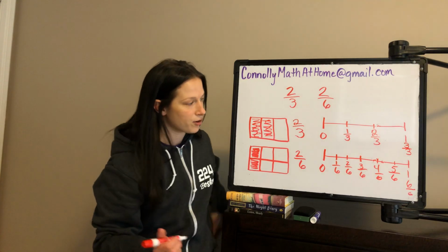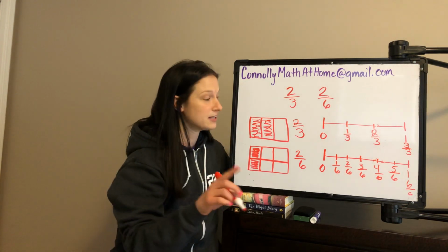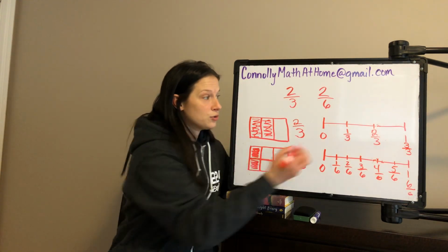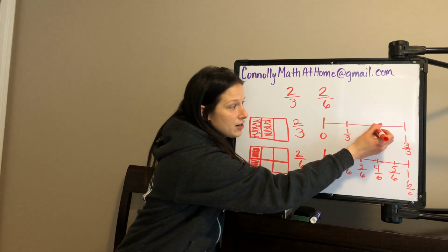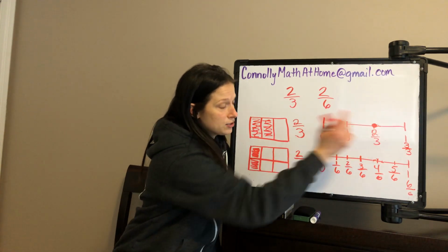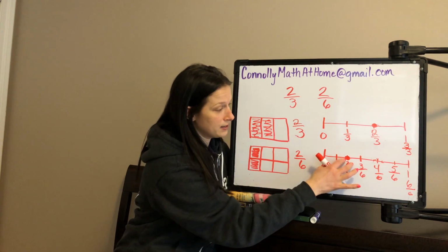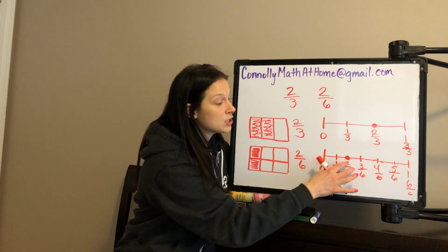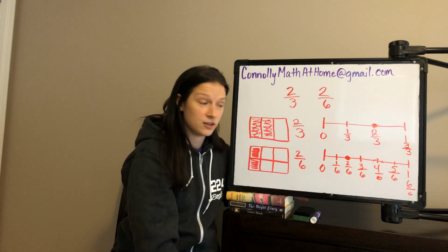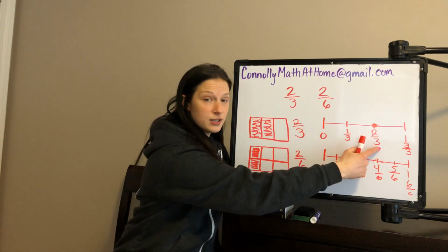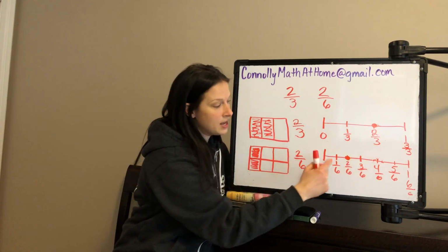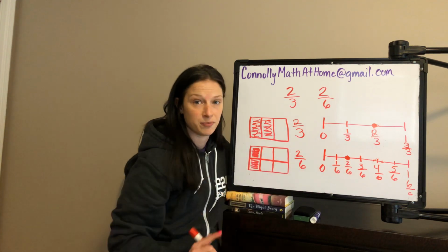A little bit difficult sometimes, but you're always going to try your best. All right, so 2/3 falls here on the number line. This is the distance from 0 to 2/3, and 2/6 falls here on the number line. That's a distance from 0 to 2/6. Clearly, we can see that 2/3 is a further distance from 0, and 2/6 is not as far from 0.